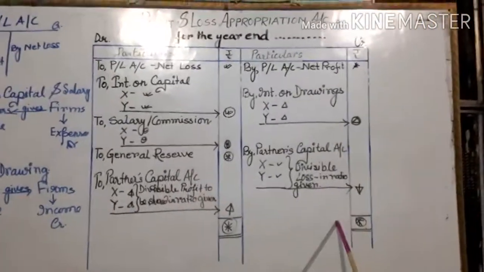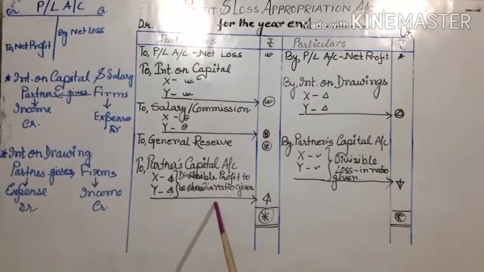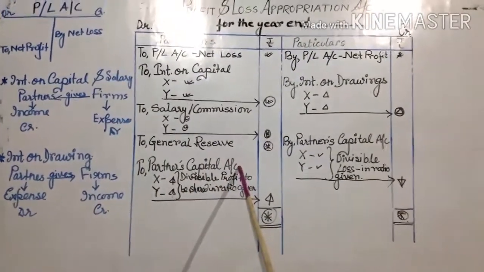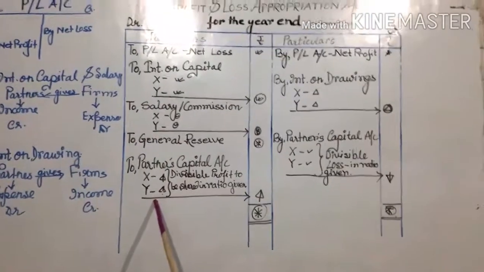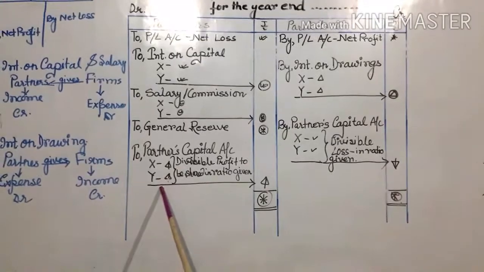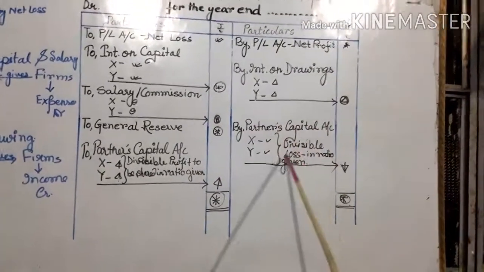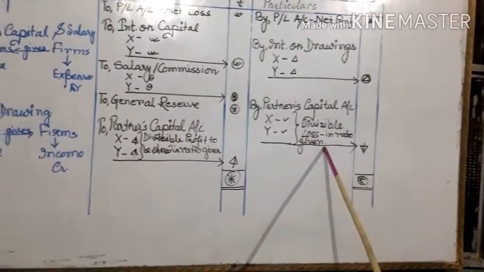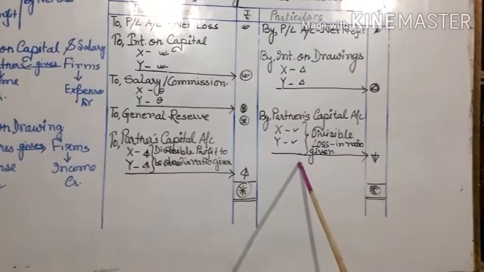Now we balance both the sides. If the credit side is more than the debit side, you will get divisible profit. And this divisible profit is written as to partners' capital accounts. The profit will be shared among the partners in the ratio given in the partnership deed or as agreed by the partners. And if it is a loss, that is, if the debit side is greater than the credit side, then it will be divisible loss, which is again to be divided among the partners in the ratio. And this is transferred to the partners' capital accounts.